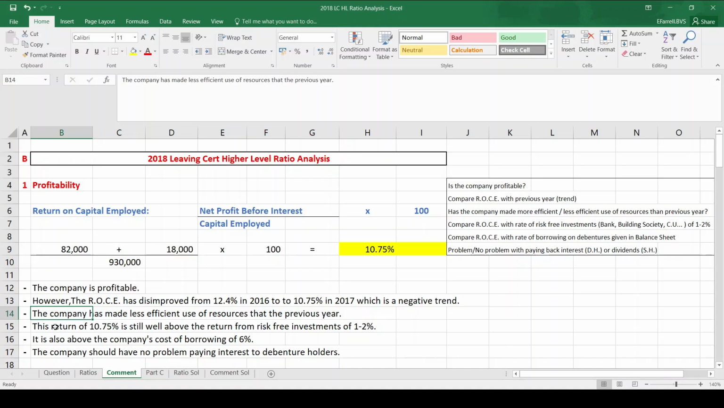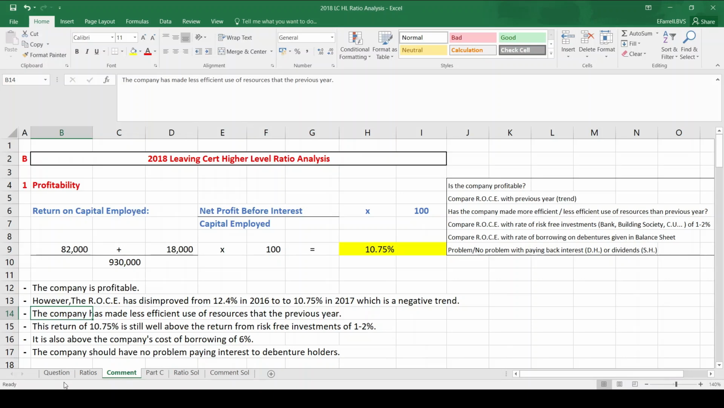Again, even though it's gone down from last year, it's still a fairly good return. The return of 10.75% is still well above the rate of return on risk-free investments of 1 to 2%. So if you invest your money in a bank, building society or credit union, you'll get a return of somewhere between 1 to 2% probably at the moment. They're getting a return of 10.75% for investing money in a company, so it's a lot better.